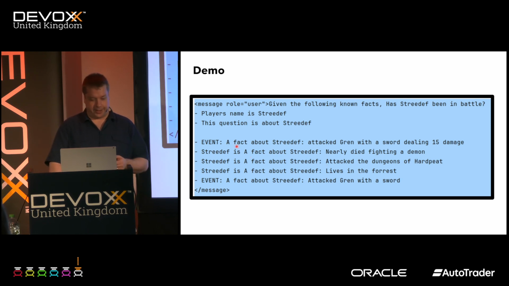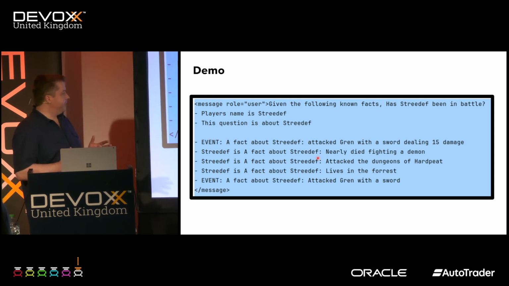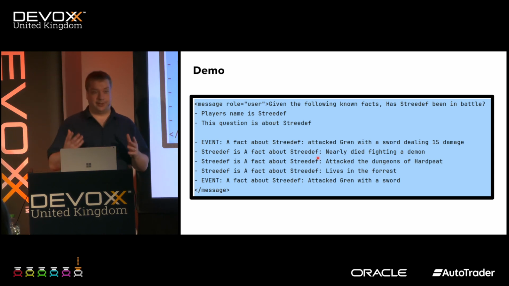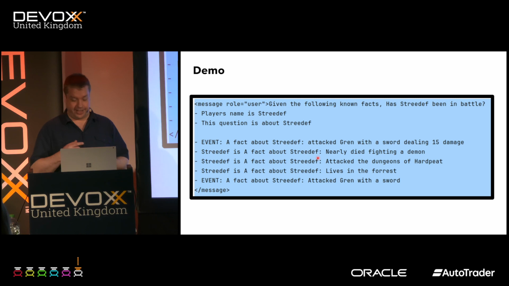Another interesting thing is that I slightly messed up the prompt, because the prompt doesn't quite make sense, where StreetDef is a fact about StreetDef. But despite the fact that I messed up the prompt slightly, it still managed to understand the meaning of what I was intending to say. So it gives an idea of the resiliency of AI to mistakes.